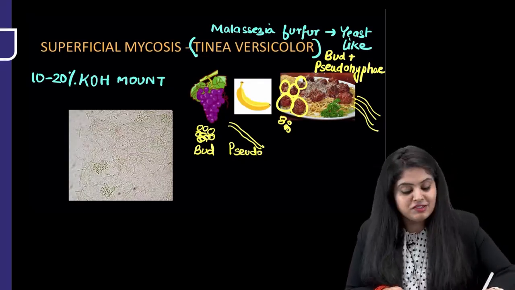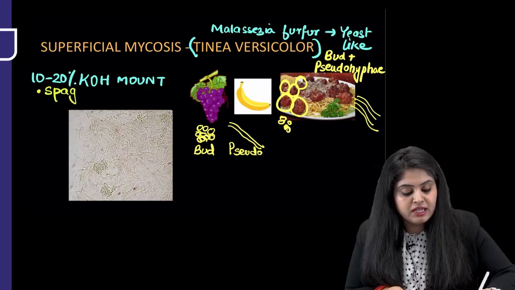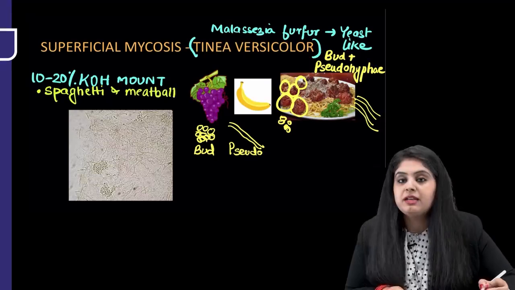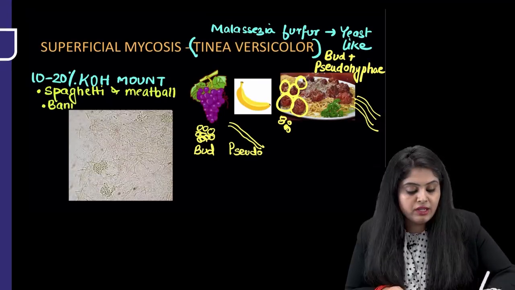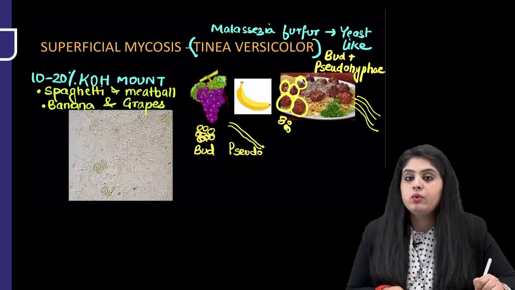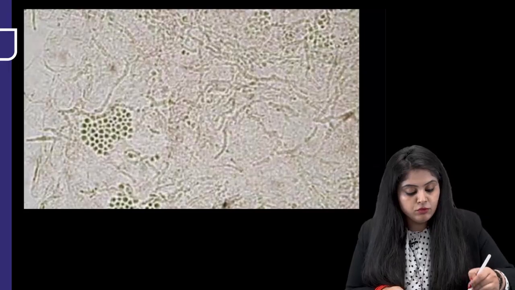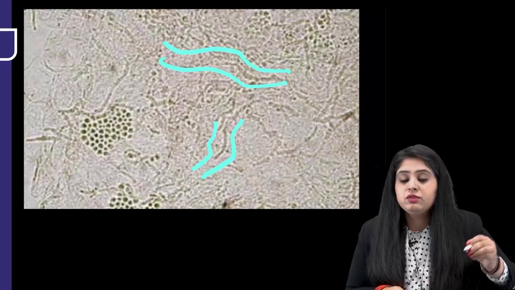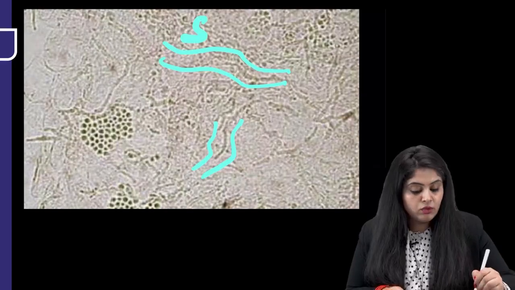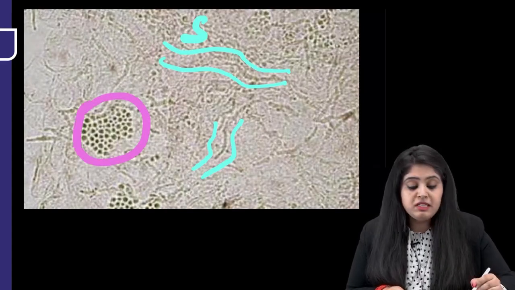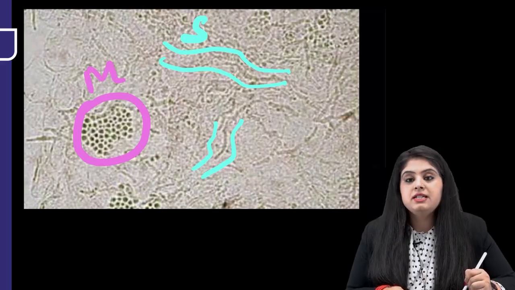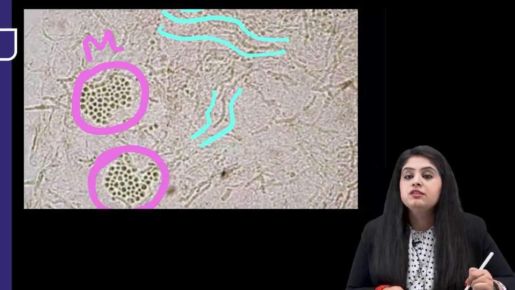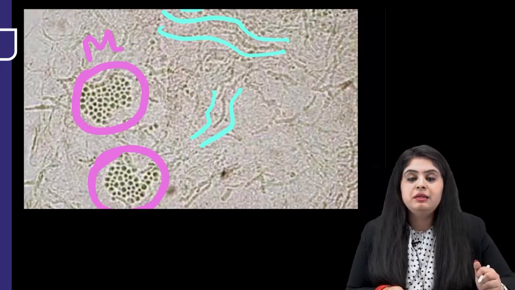So now let's look at it. So first and foremost, this is known as the spaghetti and meatball appearance. If you're vegetarian, this is known as the banana and grapes appearance. So have a look at this picture. Firstly, it's a KOH mount because it doesn't have any color. If you zoom into it, you can see those lengthy pseudo hyphae, the lengthy structures. Yes, so that becomes the spaghetti pasta. And you can also see that bunch of buds, that is the meatball. So that is why you called it spaghetti and meatball. There's another meatball down here. So spaghetti and meatball appearance, or banana and grapes appearance.